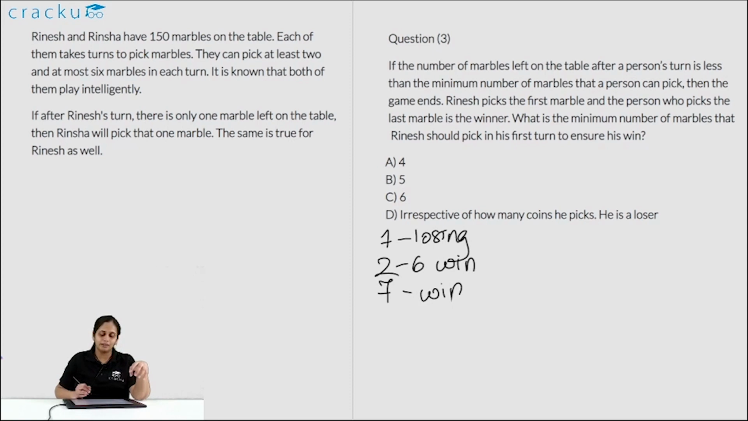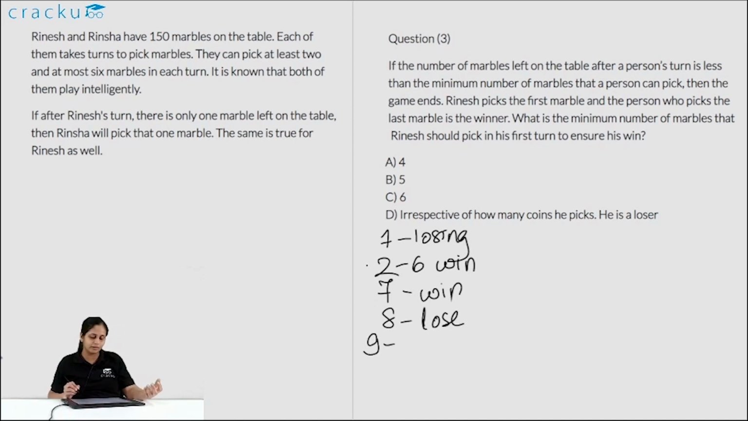Now let's consider 8. If you have 8 and you pick 2, you leave 6 which is a winning position. If you pick 6, you again leave 2 which is a winning position. So 8 is a must lose position. Now let's consider 9 marbles on the table. You can't pick 1 marble. So you have to pick 2 marbles and you leave the position at 7 which is a winning position. If you pick 6 marbles, you put it at 3 which is again a winning position. So 9 is also a losing position.